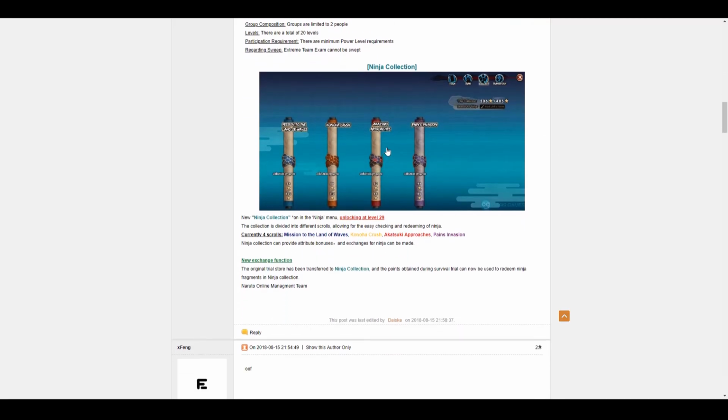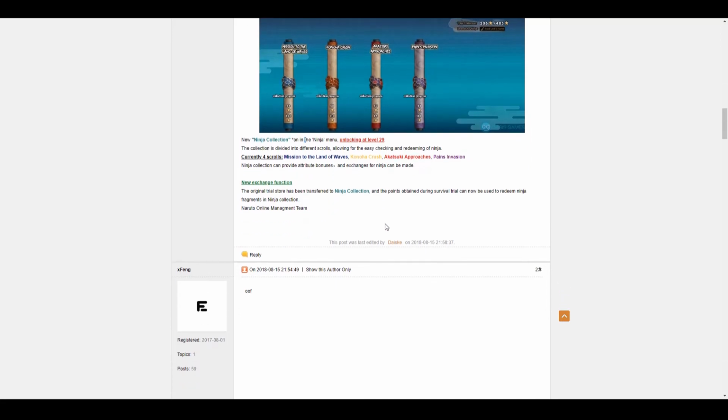And then we have Ninja Collection. The Ninja Collection, and Mission of the Land of Waves, Konoha Crush, Husky Approach, Pain Invasions. They kind of like the names for our team instances. So, new ninja collections in the ninja menu. Unlocked after level 29. So, if you're not level 29, you don't have access to this.